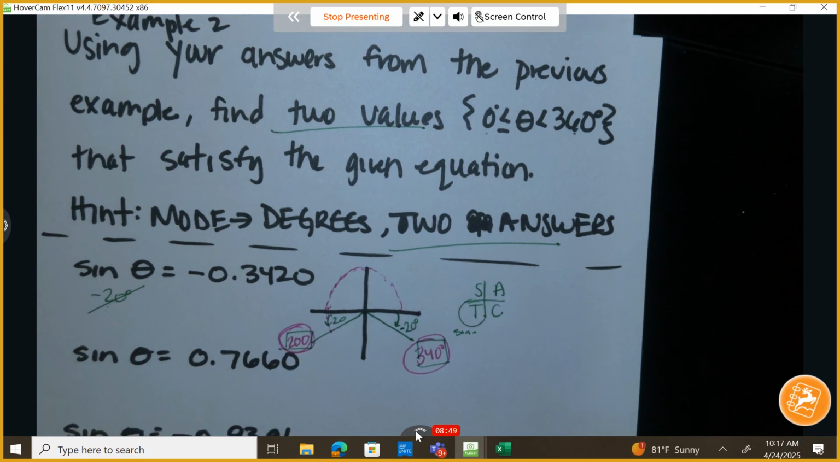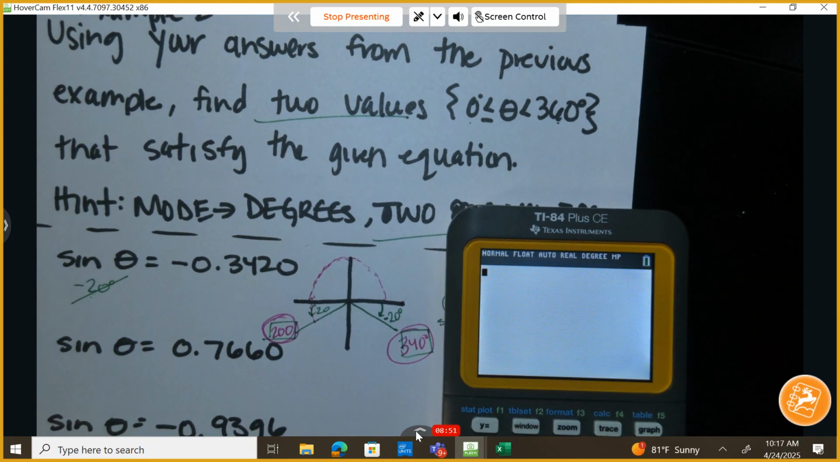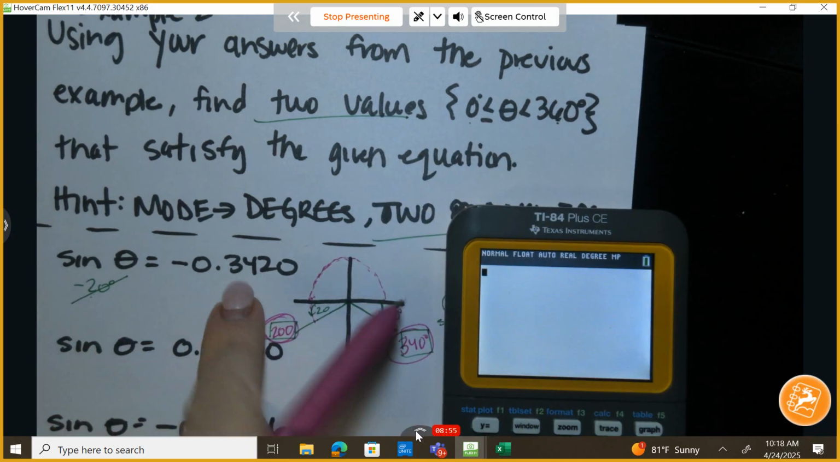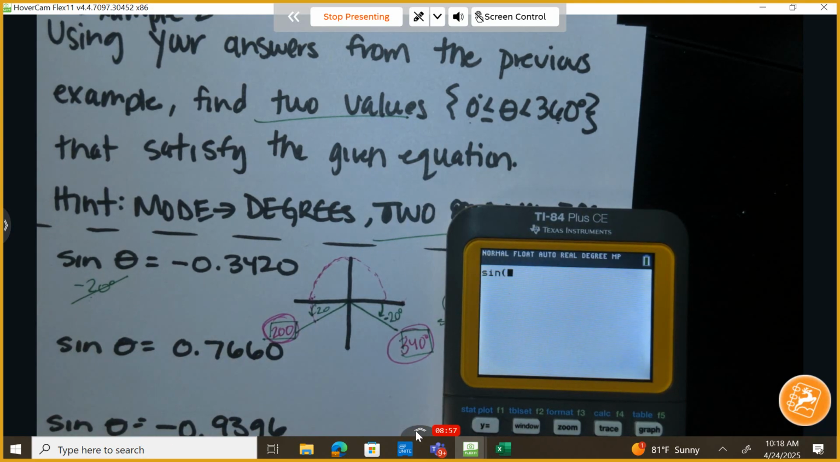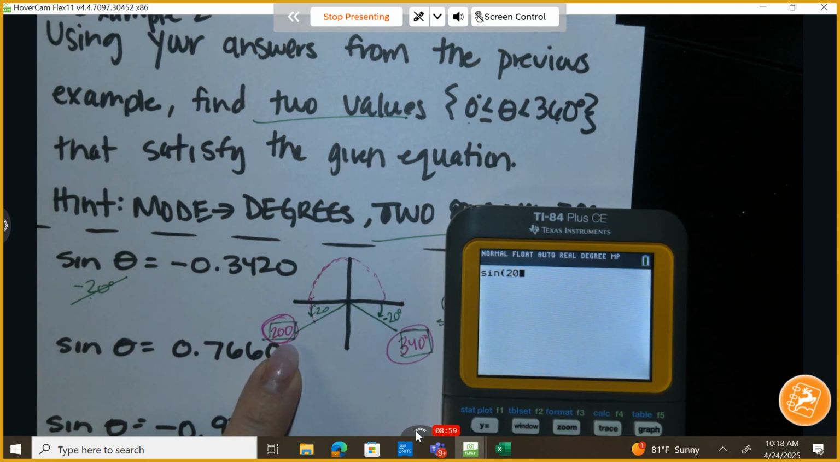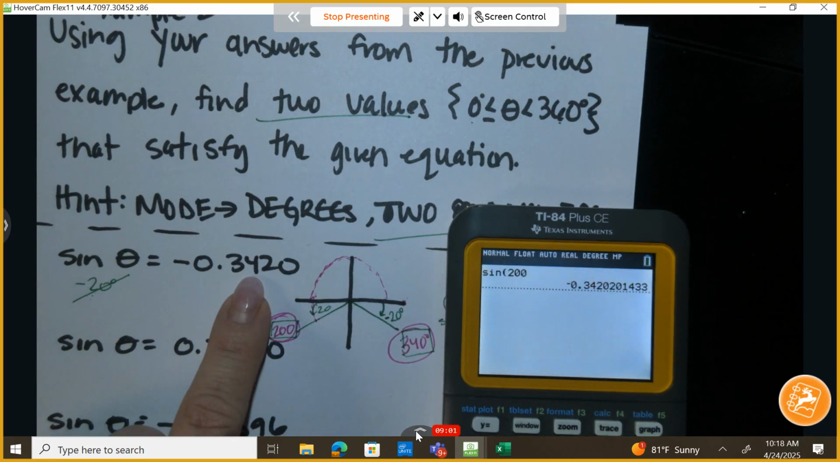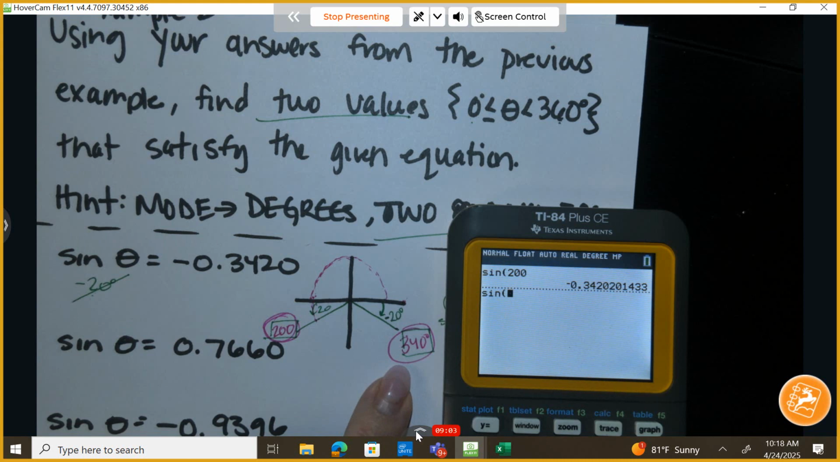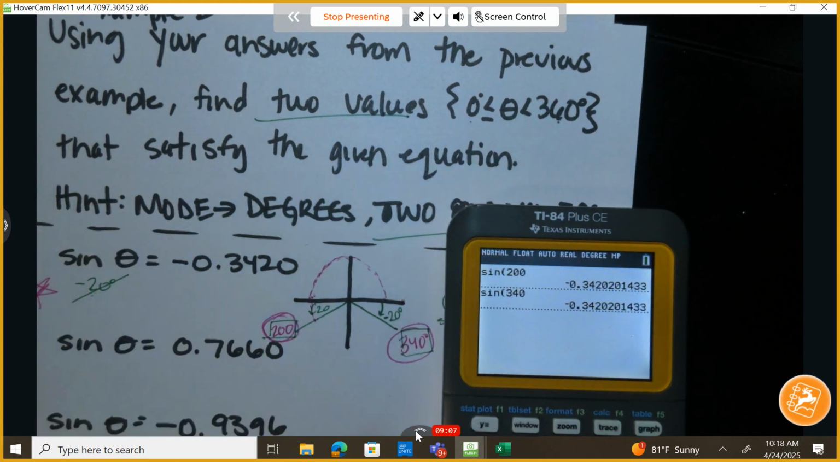Okay, everybody grab your calculator, please. There's a way for us to see if we correctly satisfied this equation. So everybody type in sine of 200, press enter. I should get approximately this. Then type sine of 340, and again, I got it. I did this correctly. I'm going to give myself a star.